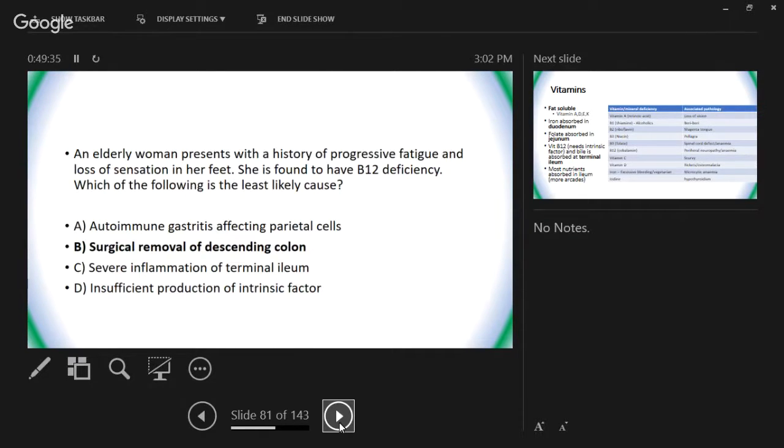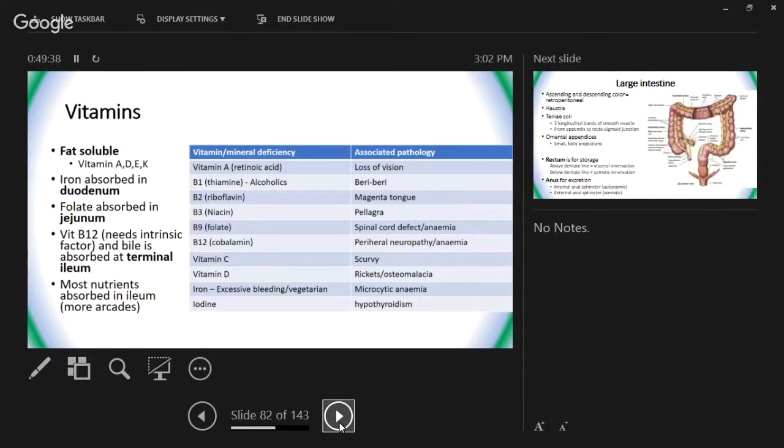So, a good summary of your vitamins: the fat soluble vitamins are A, D, E, K. Good to know. And then this is a little trick. Iron is mostly absorbed in the duodenum. Folate is mostly absorbed in the duodenum. And then B12 and bile salts are absorbed in the terminal ileum. Some basic deficiencies of what you might see clinically might come up. We're going to do questions on that now, on the vitamins.